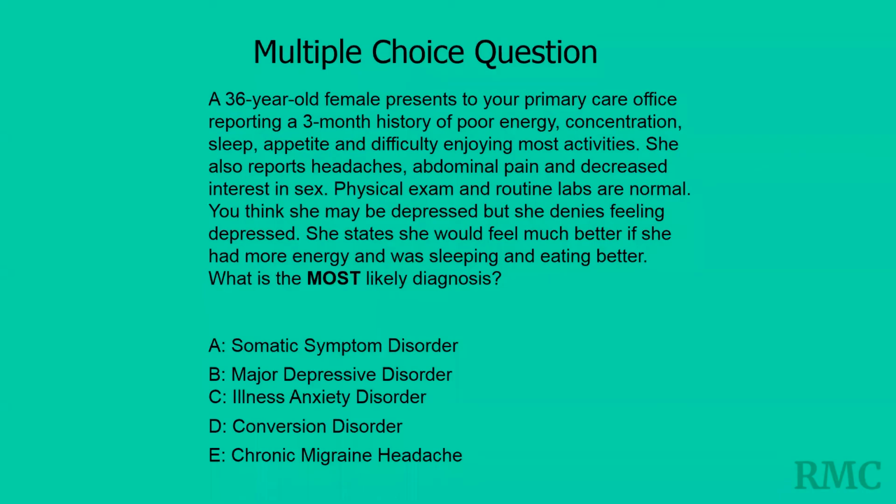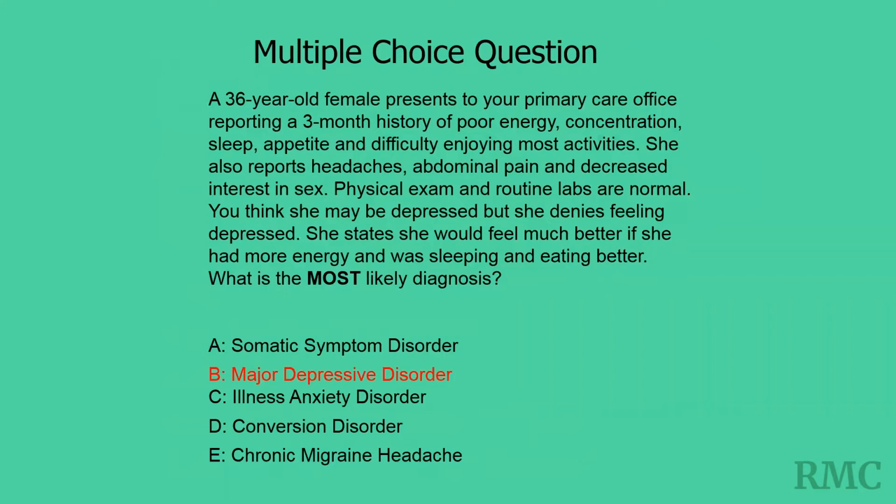Okay, a 36-year-old woman with a 3-month history of poor energy, concentration, sleep, appetite, and difficulty enjoying activities. She also has headaches, abdominal pain, and decreased interest in sex. Physical exam and labs are normal. You think she may be depressed, but she denies feeling depressed. She would feel much better if she had more energy and was sleeping and eating better. What's the most likely diagnosis? And the answer is major depressive disorder.